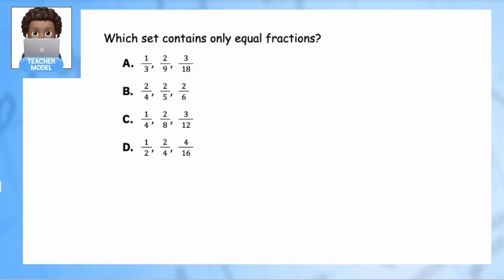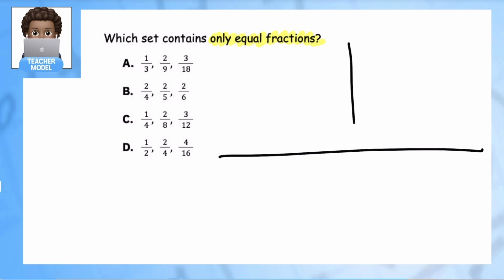Okay, let's get to our second model problem. And this was a state test question. We wanted to know which set contains only equal fractions, meaning they are all equal to each other. So we have to actually test this one out to make sure that it's true. So I'm going to start by separating things out, A, B, C, D. Let's do this. I'll start with A.